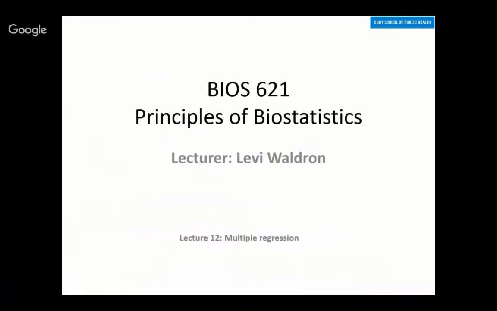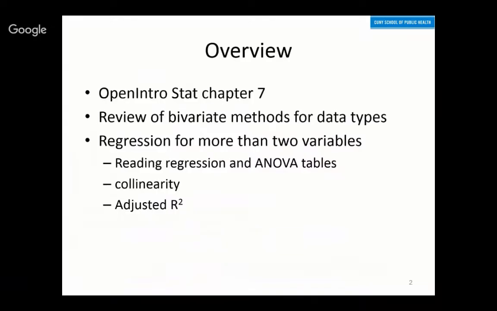So this is our last lecture of the semester, and we're going to cover multiple regression, something that you will be doing plenty of during your time as an MPH student here in the BIOS stream. This is just the start of it.